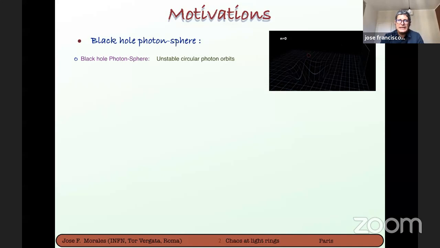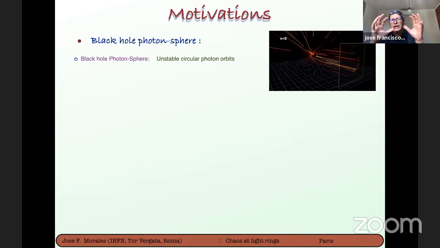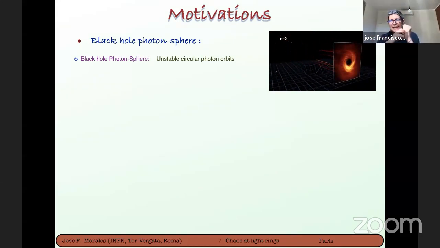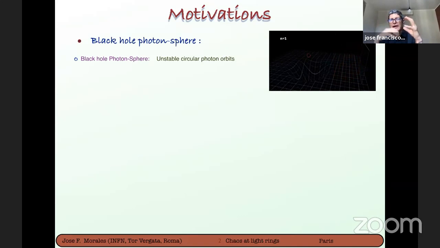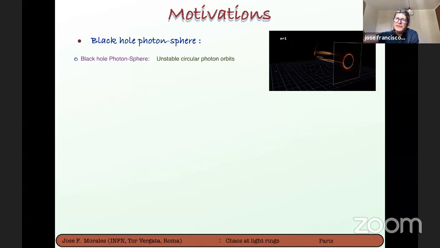Okay, let me start by reminding you what the definition of the black hole photosphere is. You can imagine the photosphere as the last accessible region in the black hole geometry to gravitational scattering. It's a region where gravitational attraction is so strong that light gets trapped and orbits around the black hole. Here I play a video that shows how the typical picture we see of the black hole is built out of all these photons going around the hole.